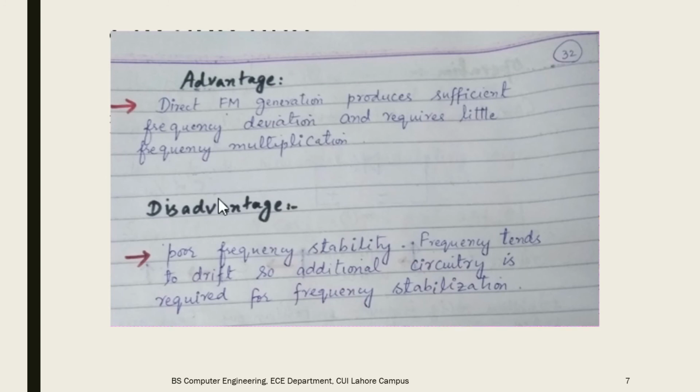If we talk about the disadvantages, then poor frequency stability is the main disadvantage of direct FM generation, because the frequency tends to drift. So additional circuitry is required for frequency stabilization. Actually, in the direct method of FM generation, it is not easy to get a high order of stability in carrier frequency.